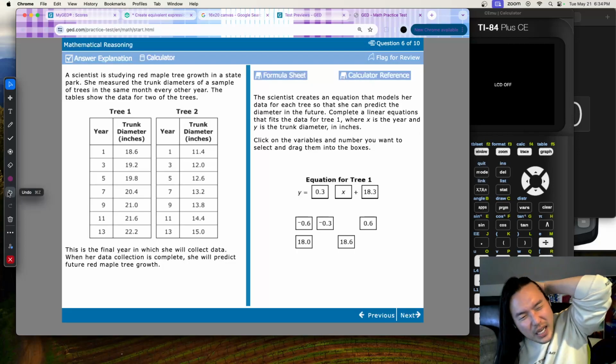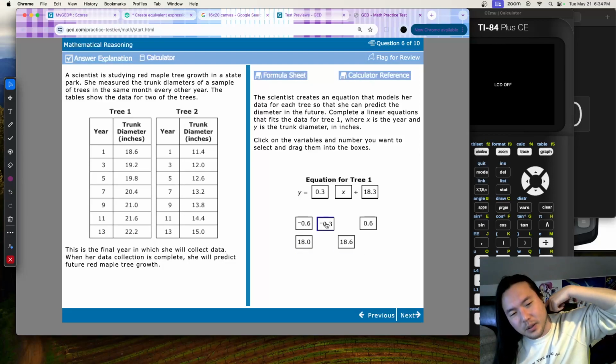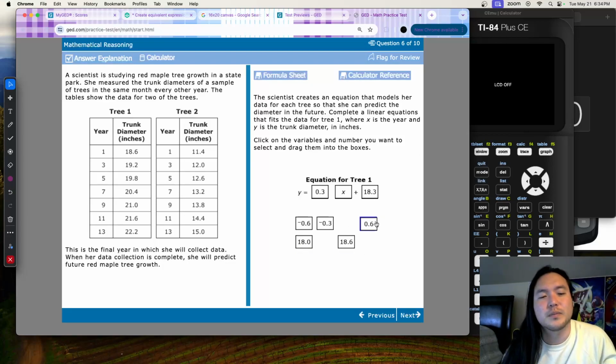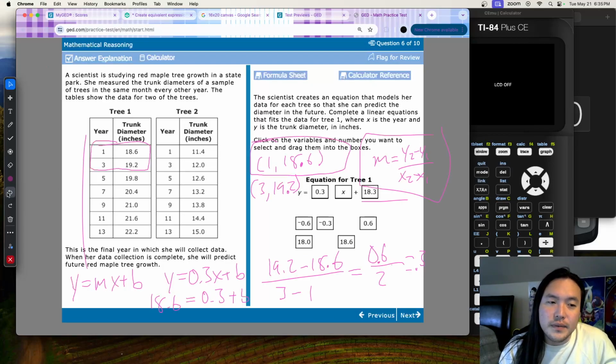Yeah, that's kind of how I solve these types of problems. Just start thinking about it. Definitely the slope's not negative. Slope's not 0.6, so it must be 0.3x. Well, if it's 0.3x, then it can't be 18.6. Is it 18? No, it's not 18. It's 18.3. Correct answer.